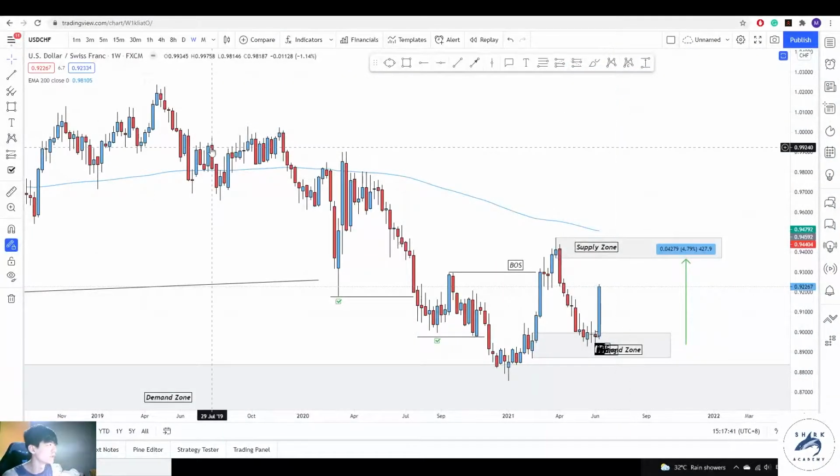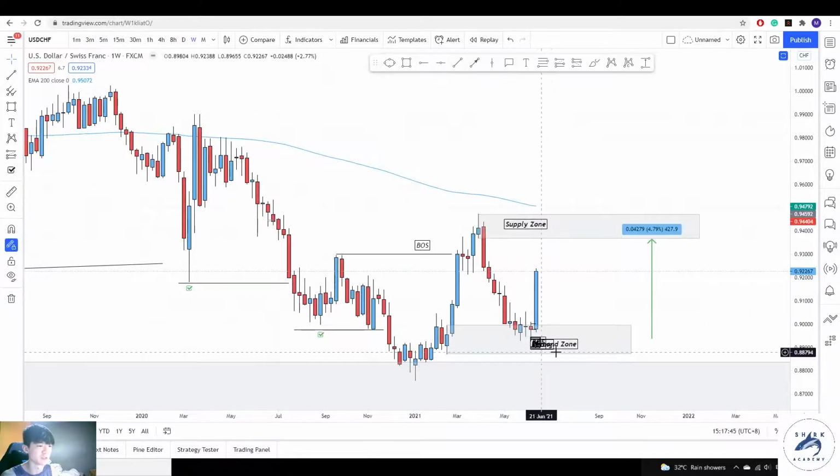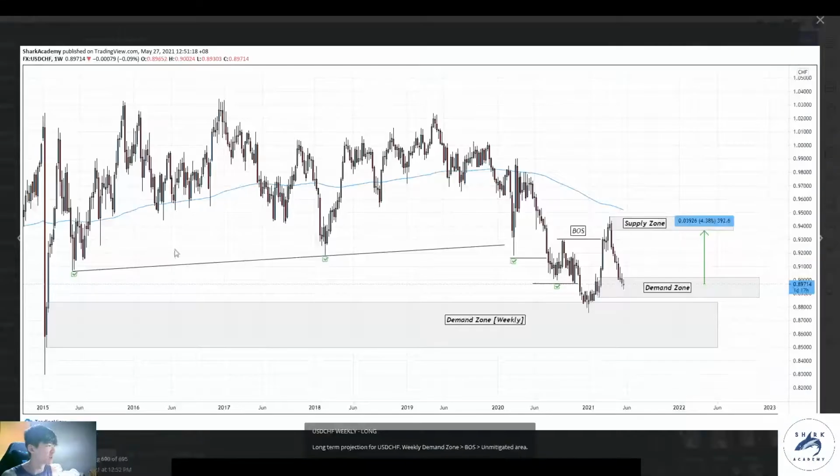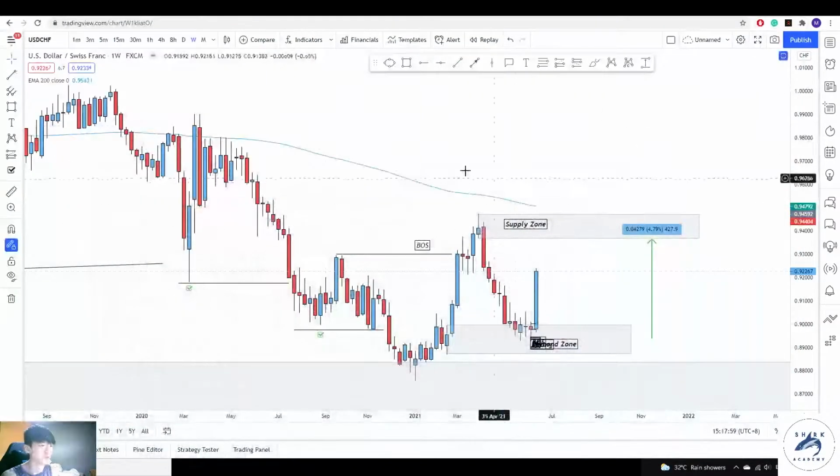Hey traders, so over here on our first pair, we have the USD CHF weekly. And you can see that we sent this trade over, and now it has netted us about 200 pips. So over here, you can see we posted this in May, and we expected prices to move towards the supply zone, right? So I hope you caught this trade, and this would have been a runner.